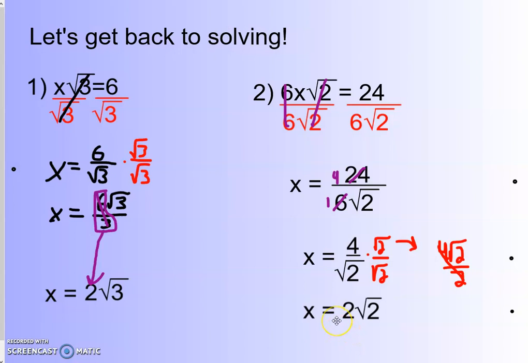So, like I referred to earlier, you have a homework assignment. It's got some problems where you just have to practice rationalizing the denominator, and some problems where you're actually solving for x. Make sure that is done before class starts tomorrow. Good luck.